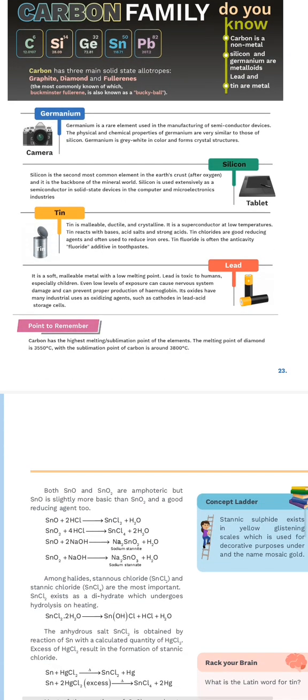Lead is a soft malleable metal with a low melting point. Lead is toxic to humans, especially children. Even low levels of exposure can cause nervous system damage and can prevent proper production of hemoglobin. Its oxides have many industrial uses as oxidizing agents, such as cathodes in lead acid storage cells.